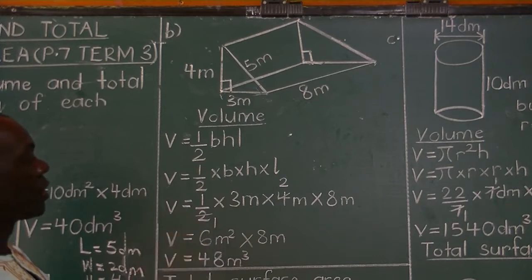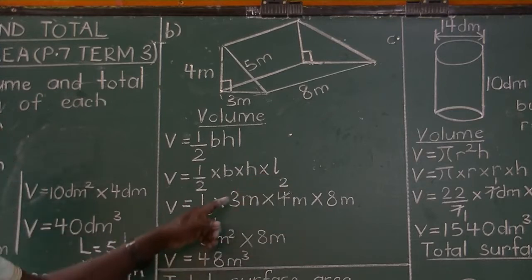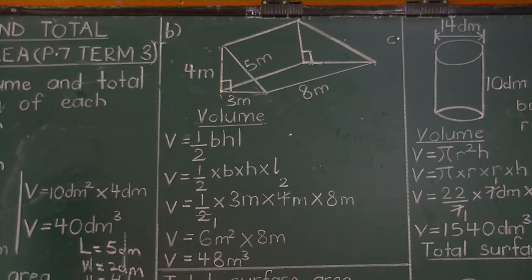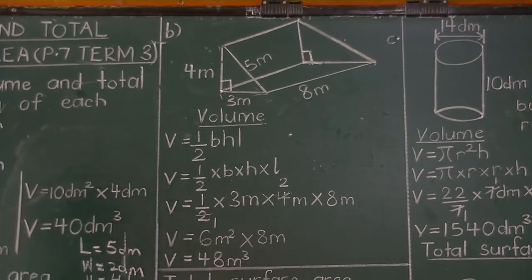Now we cancel because we see that 4 and 2 are divisible by 2. So 2 divided by 2 once, 4 divided by 2, get a 2. So remain 3 meters times 2 meters times 8 meters, where 3 meters times 2 meters gives 6 meters squared. Then times 8 meters. That's why you get meters cubed, where 6 times 8 is 48. So volume equals 48 meters cubed. All in all, you must know the formula, a half BHL. A half BHL is the formula for finding the volume of a triangular prism.